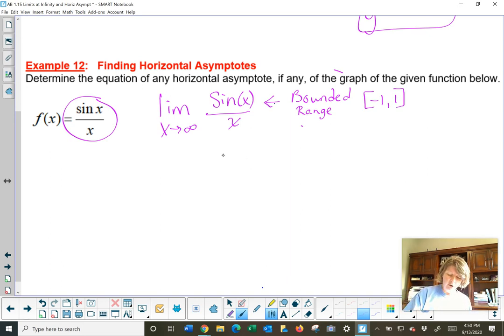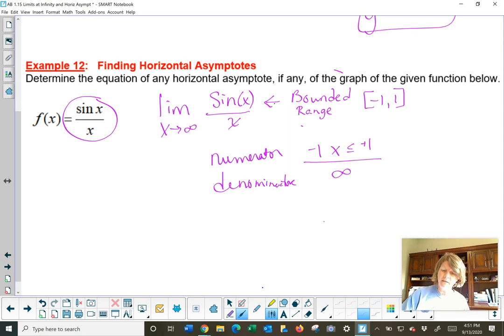So if I think about my numerator being some value between +1 and -1, and the denominator, where our x is, that should say denominator, totally wrote that wrong, being infinity, what do you think this goes towards? Well, it would go towards 0. The bottom grows so much faster, and the top is contained, so our horizontal asymptote is going to be 0.